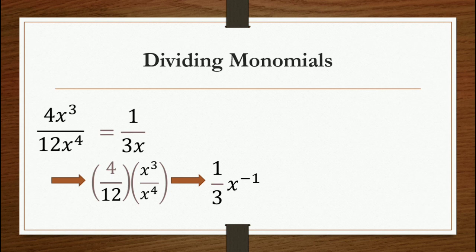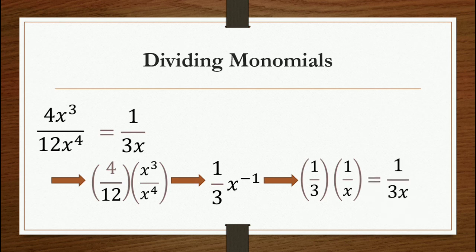We need to get the inverse of x raised to -1 to be able to make the exponent positive. So, the inverse of x raised to -1 is 1 over x. We multiply 1 over x to 1/3, that is why we get 1 over 3x as quotient.